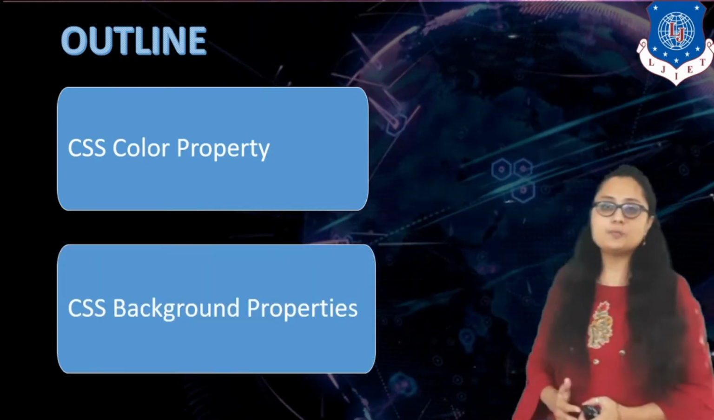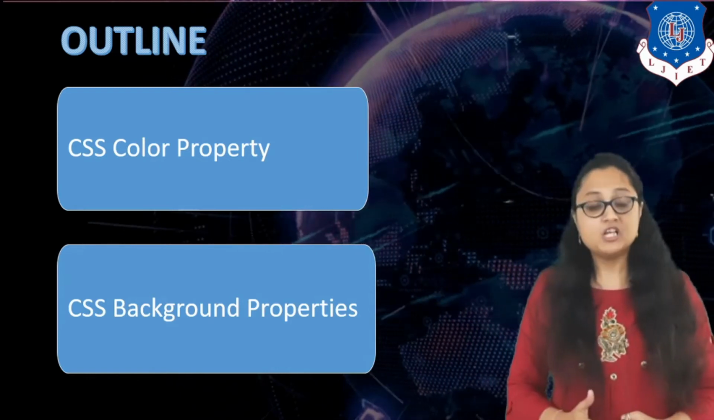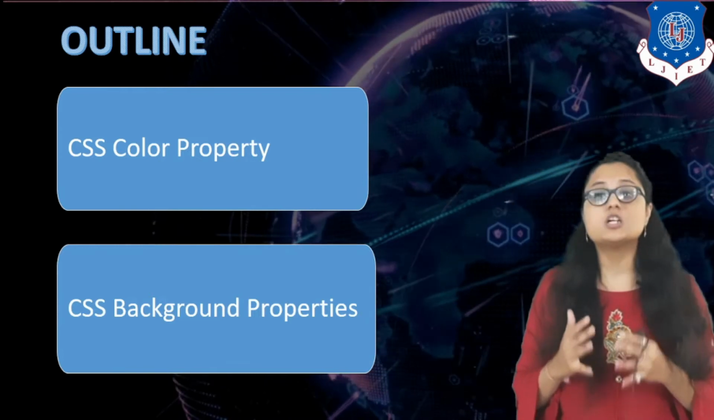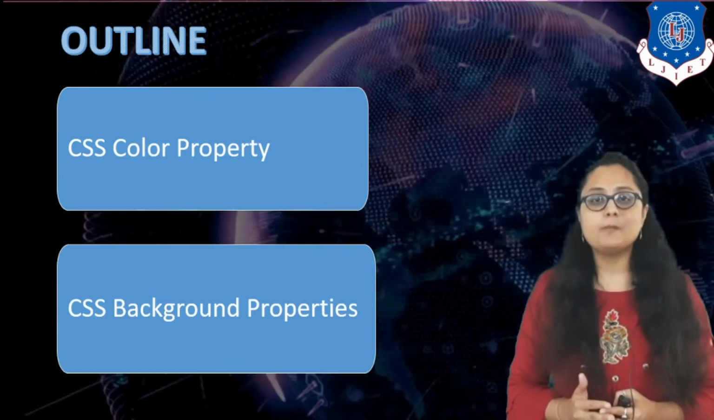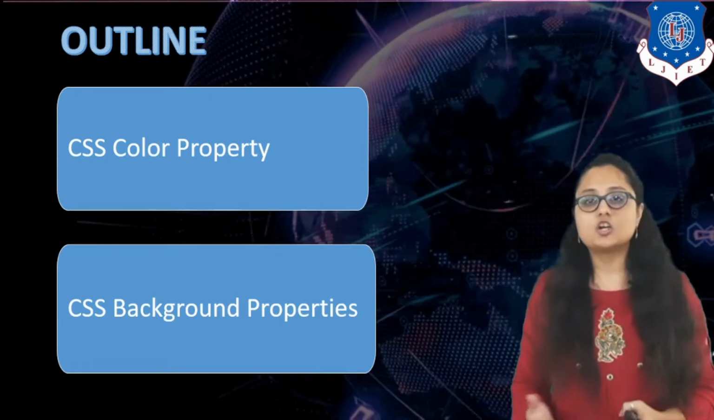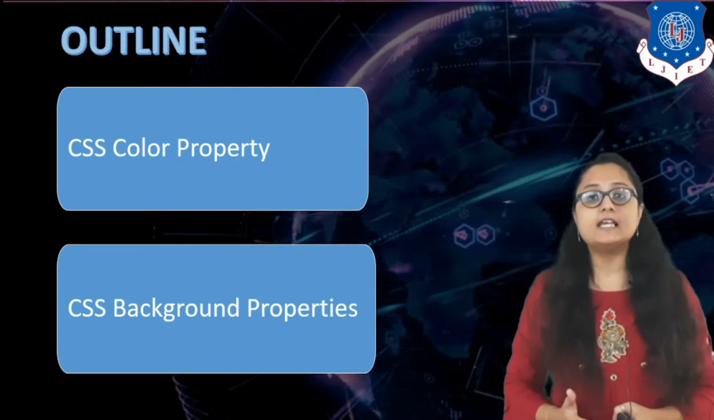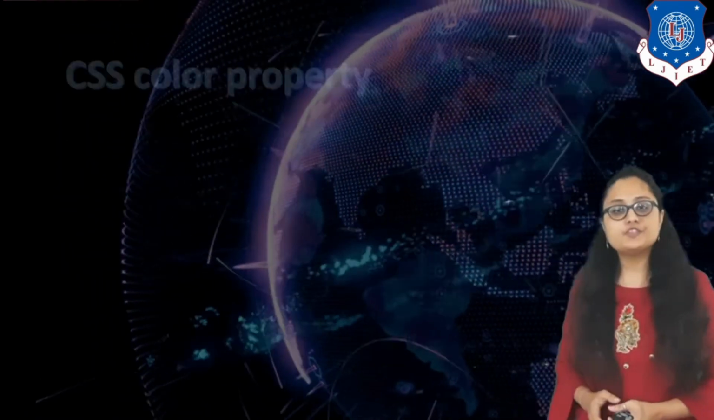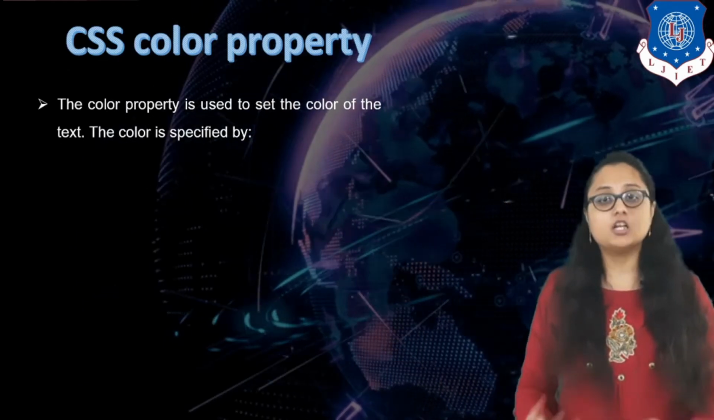Along with the color property, in today's lecture we are also going to see some background properties. In background there are two things that we can set. You can set the background color of any element, or you can set an image for a background, right? So we will study how to set a background color. Also we will study the different properties if you are setting an image in the background. Let us start with the first topic, that is the CSS color property.